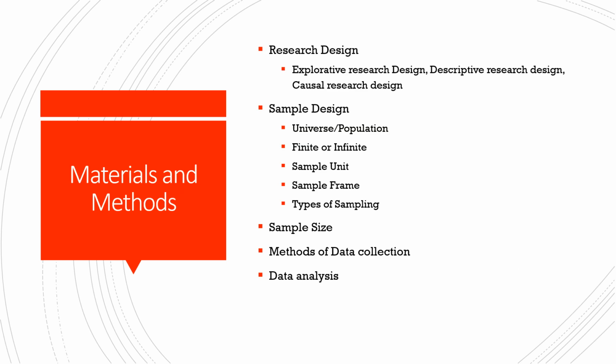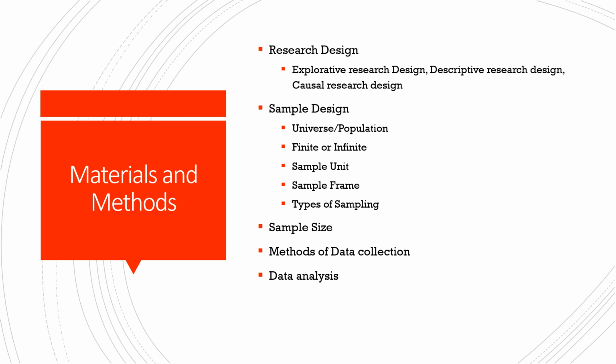Next is materials and methods. Materials and methods means how you approach your respondents. You start from the research design. You all know that research design is exploratory research, descriptive research, causal research. When you are very clear about which type of research design you are doing, then you go for the sample design. Sample design starts with whether I will go for the universal population, the finite population or the infinite population.